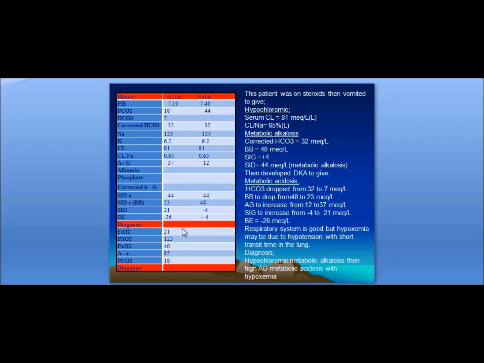So most probably this patient had some sort of pneumonia or so, although the history said that there is no fever, but this is expected with shock or hypoperfusion. This is the clue for the problem of oxygenation, and you should look for it by X-ray. By the way, the ventilatory pattern is normal, and this is a compensation as we mentioned before. So this patient had hypokalemic metabolic alkalosis, then developed high anion gap metabolic acidosis with hypoxemia.